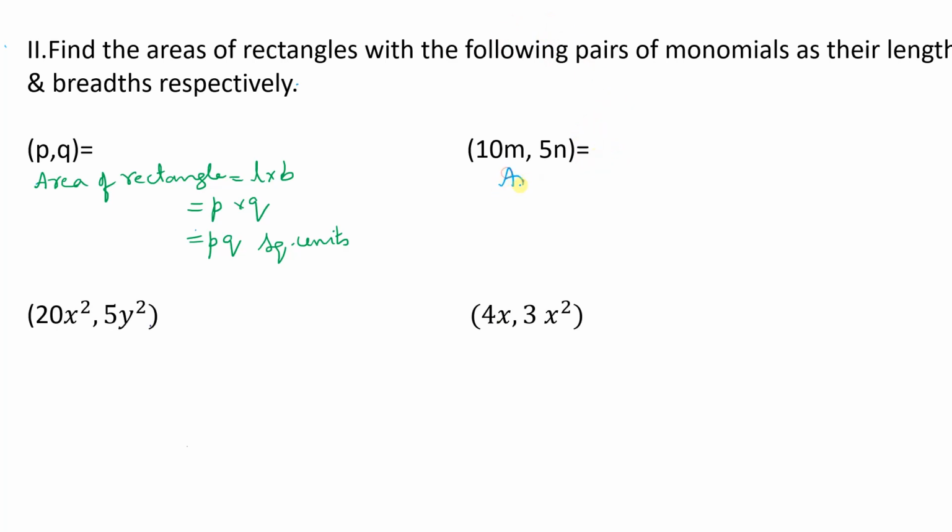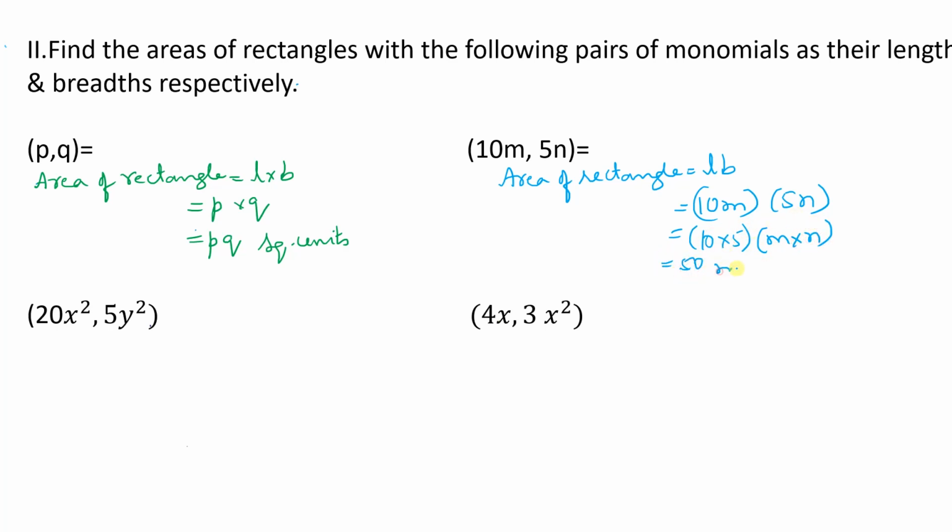Next, length is given as 10m and breadth is given as 5n. Therefore, area of rectangle is equal to length into breadth. So 10m into 5n. How will you multiply? 10 into 5 into m into n. 10 5s are 50 into mn.